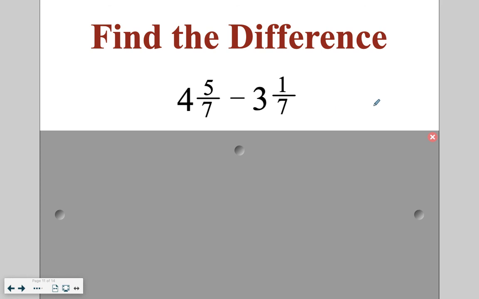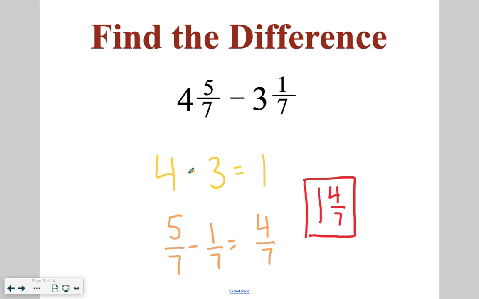Go ahead and try this one on your own. So 4 minus 3 is 1. 5 minus 1 is 4. Putting it together, you have 1 and 4/7.